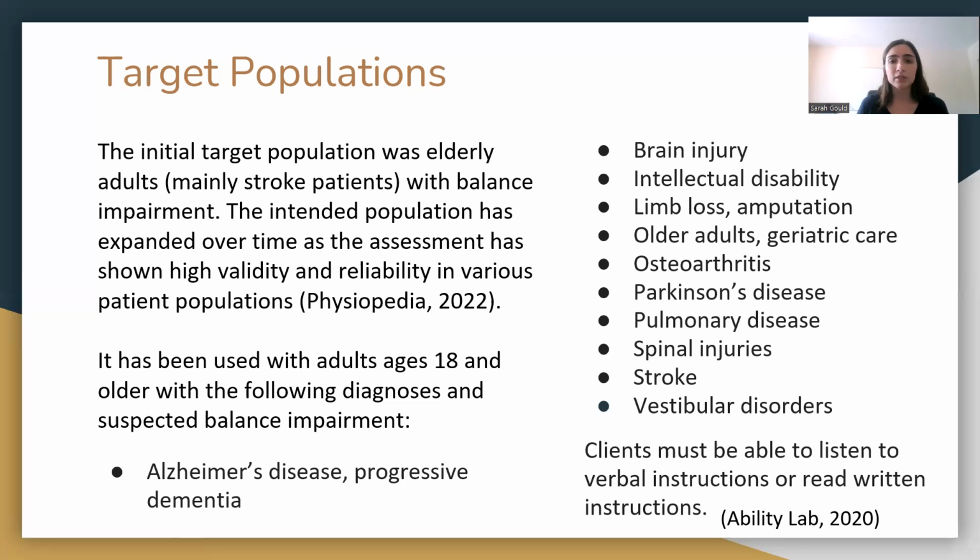So you have Alzheimer's disease, brain injury, intellectual disability, limb loss, just older adults in geriatric care, osteoarthritis, Parkinson's, pulmonary disease, spinal cord injuries, stroke, and vestibular disorders. And so clients, in order to use this assessment, have to be able to listen to verbal instructions or read the written instructions.